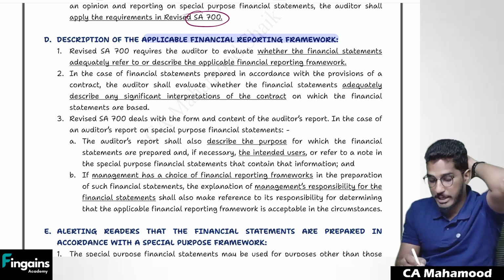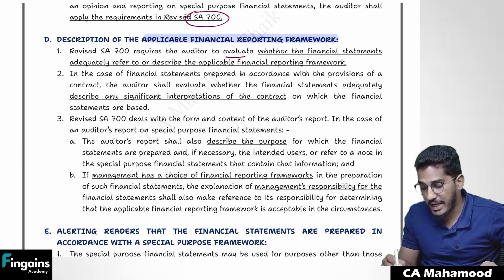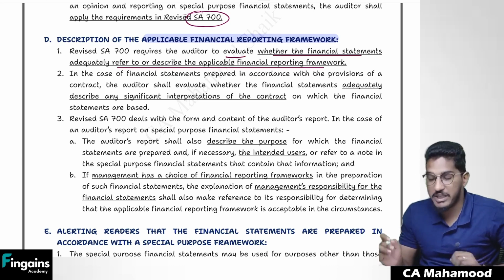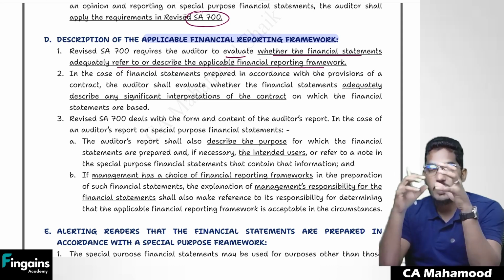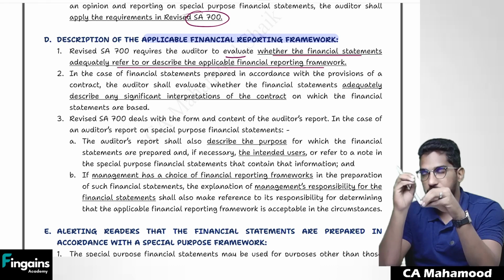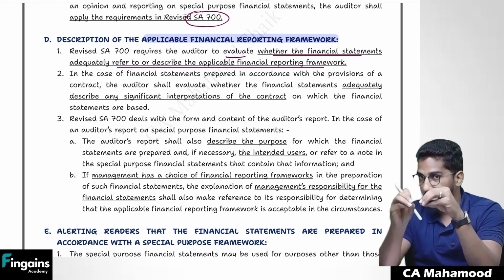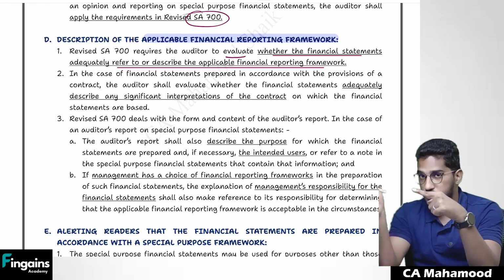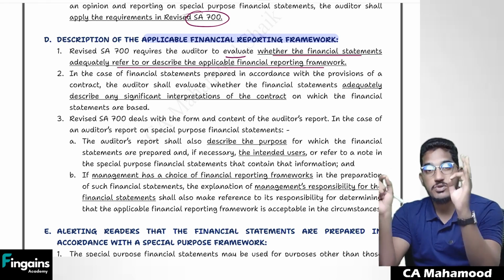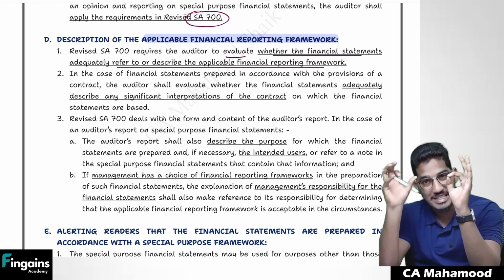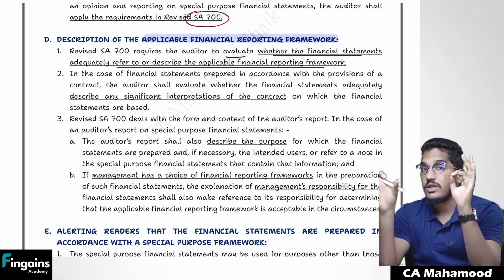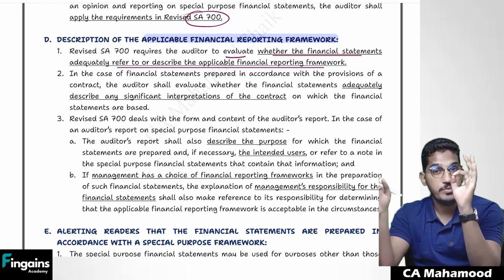As an auditor, one of your important responsibilities is to analyze whether the financial statements refer to or describe the applicable financial reporting framework. You need to check whatever financial statements the management has prepared. In those financial statements, notes to accounts will also be there. In the notes to accounts, we have to check whether management clearly explained what financial reporting framework they have followed. They should have told us, we have followed so and so rules and regulations.